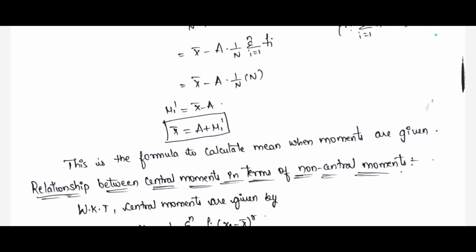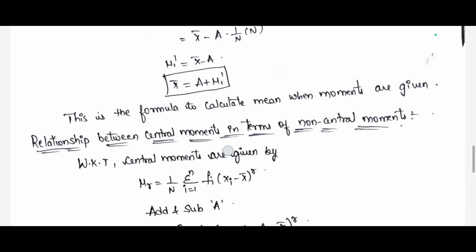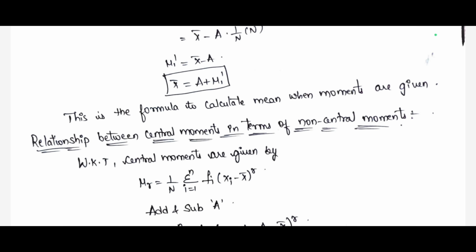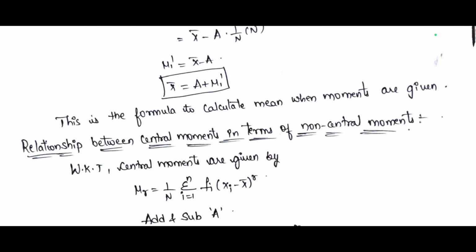From that we have to derive x bar. x bar equals a plus mu1 dash. This is the formula to calculate the mean when moments are given: x bar is equal to a plus mu1 dash. Next, the relationship between the central and non-central moments. Please check it out, a very important calculation.